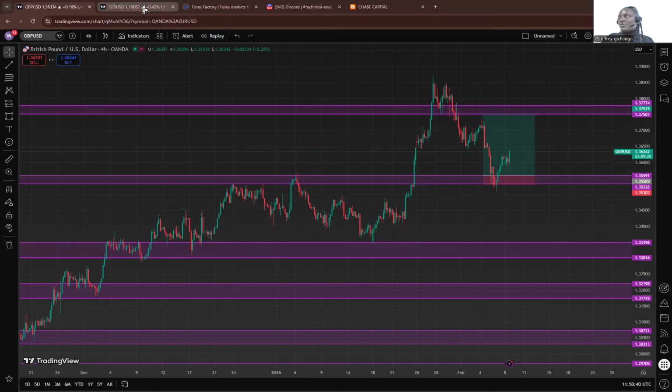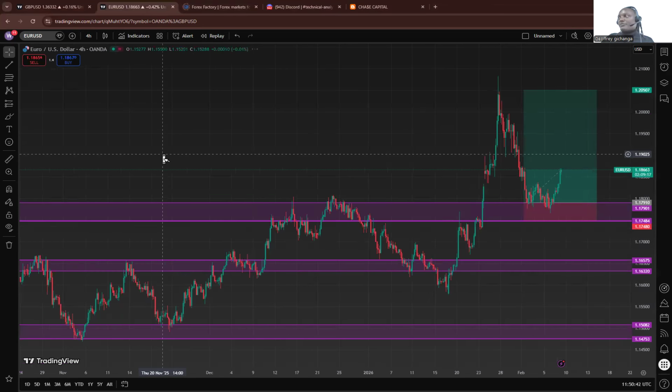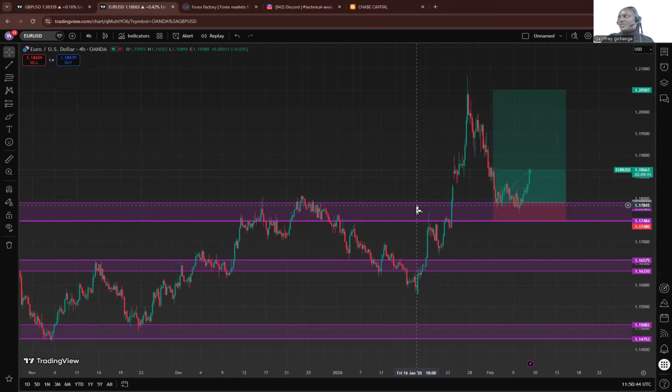Then we have Euro USD. For Euro USD, the target was also hit, because the target was 1.17900. This is the bullish reversal. I remember last week I mentioned anticipating a potential bullish reversal after the European Central Bank released their monetary policy statement and interest rates, and they maintained their rates. So we had a slight bit of accumulation here, and then you're seeing a push to the upside.